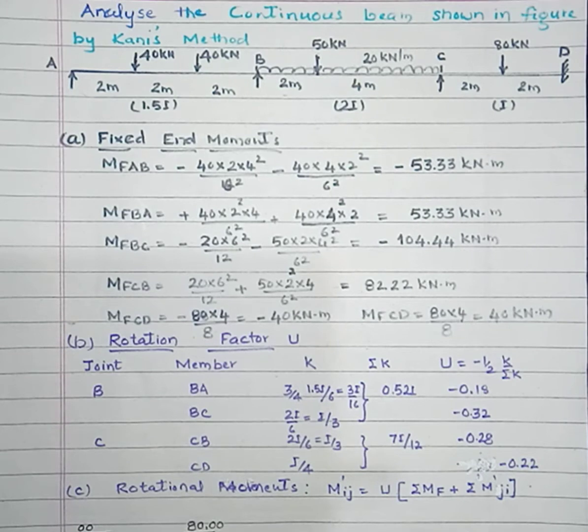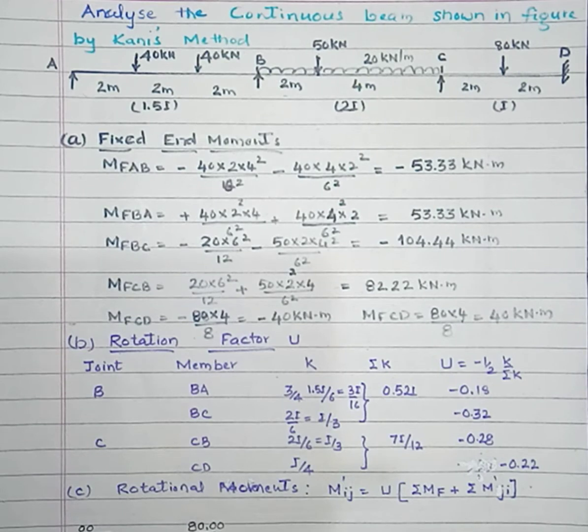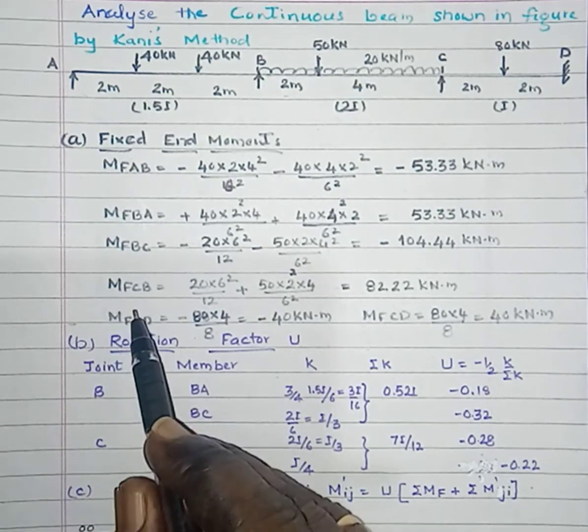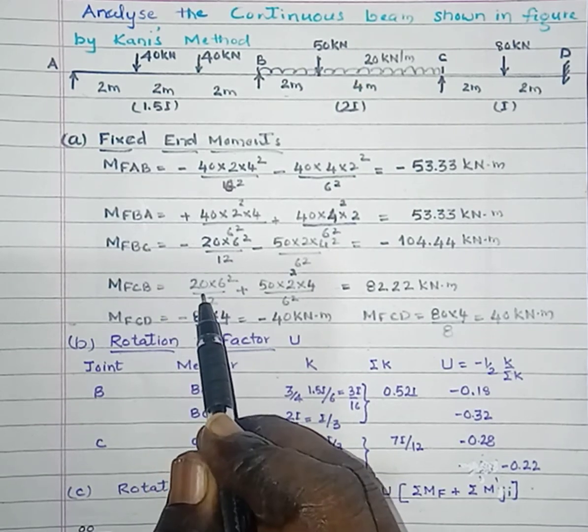Then next MFBC, which is subjected to a point load and a UDL. Due to the UDL, that is WL squared by 12, anticlockwise, hence minus 20 into 6 squared by 12, minus due to the point load, that is 50, a is 2, b is 4, that is minus 50 into 2 into 4 squared divided by 6 squared. By simplification you will get minus 104.44 kilonewton meter.